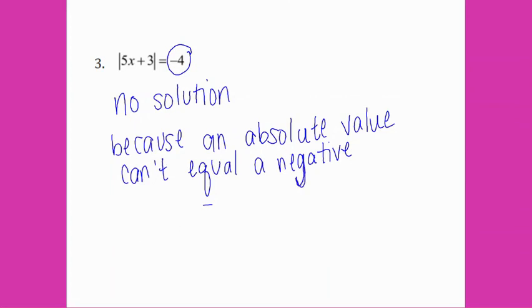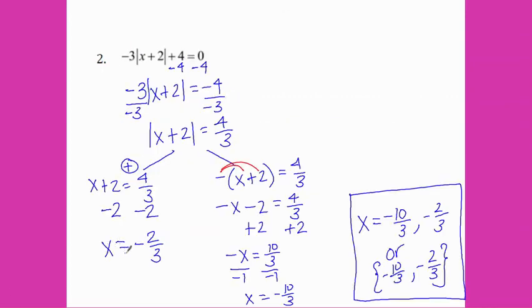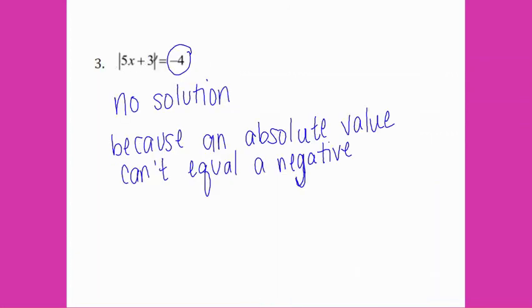Now, before you make this judgment, you have to make sure that the absolute value is isolated, which it was here. It's the only thing on its side of the problem, and it's when the absolute value equals a negative. Like we saw in the last example, the variable can equal a negative, but the absolute value by itself will not equal a negative. That's all for today.